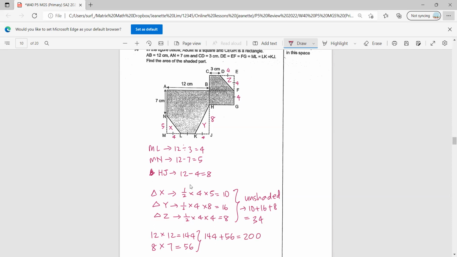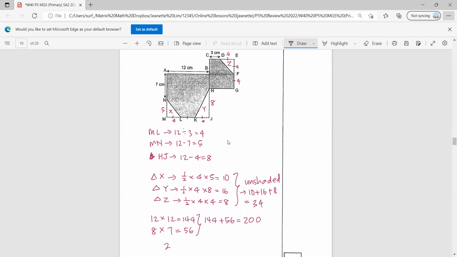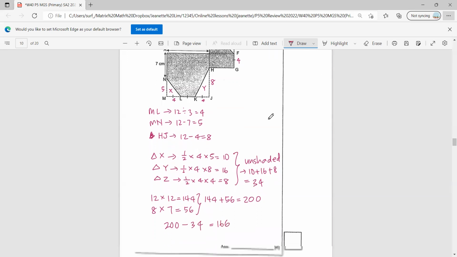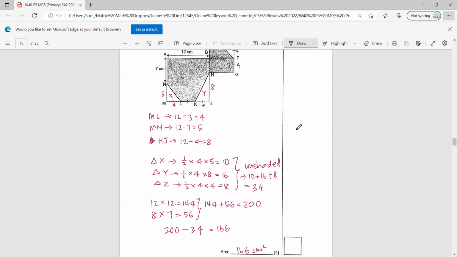Okay, so the total area is 200. Then 200 minus away the unshaded 34, which is 166. So answer 166. Wait, teacher not done.